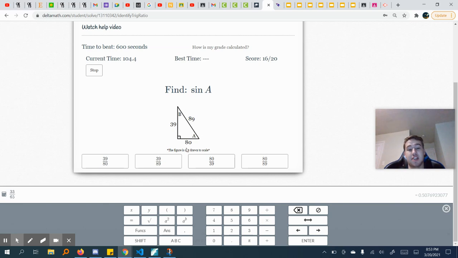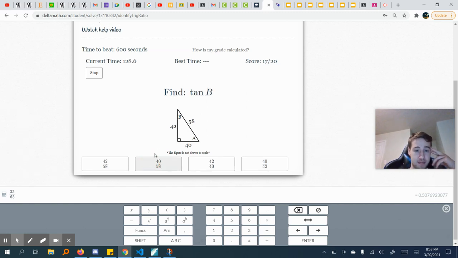Notice that we never asked for the sine of the third angle, which is the 90, because that's always 1. The cosine is always 0, and the tangent of it doesn't exist because you'd have to divide something by 0. By the way, tangent is equal to sine divided by cosine, because the hypotenuses cancel if you put sine over cosine. Sine A, 39 over 89.